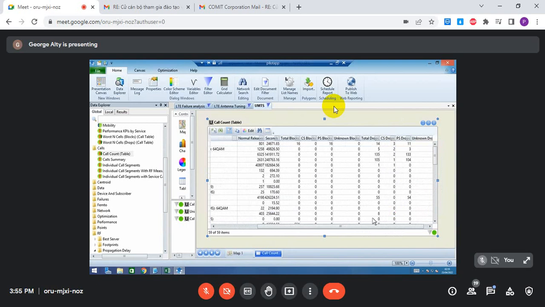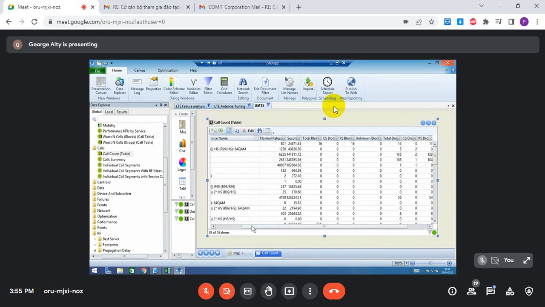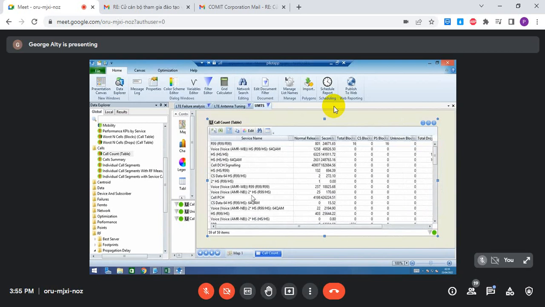Sort largest to smallest, and you can see that my CS drops are specifically happening on these particular services. Now, what action you might take on those is really down to the investigation that you do. If you're getting high counts in there, then you can filter the call segments, which we'll talk about later. You can filter the call segments by that service and start to evaluate the layer 3 drill down for those particular services.